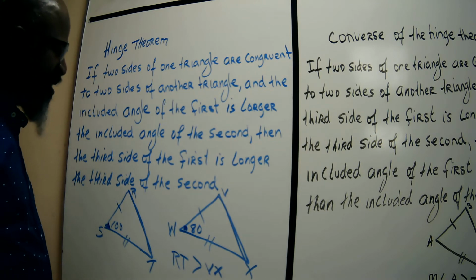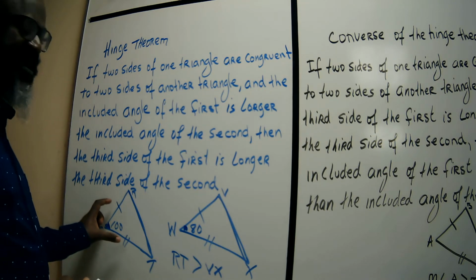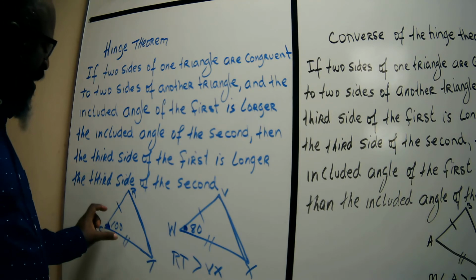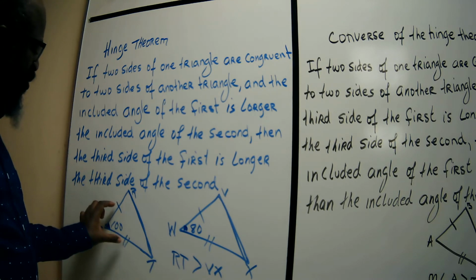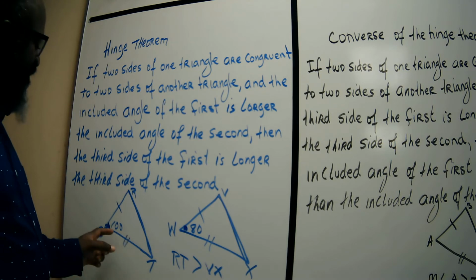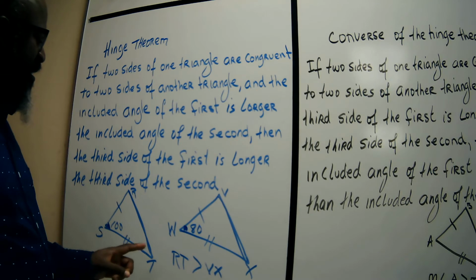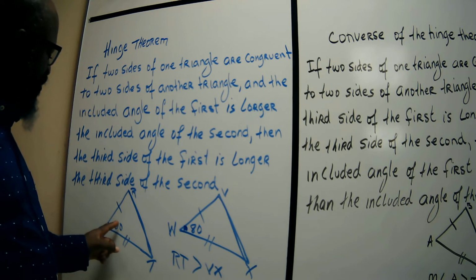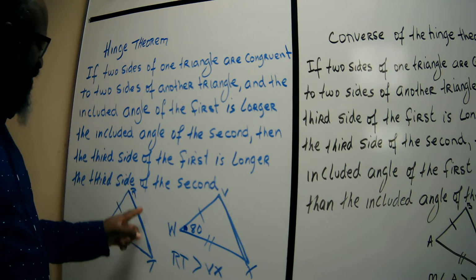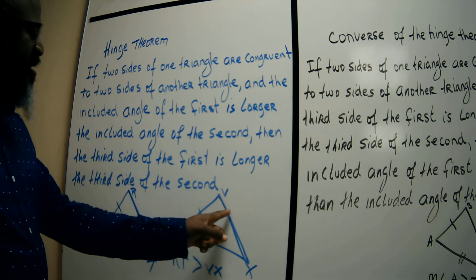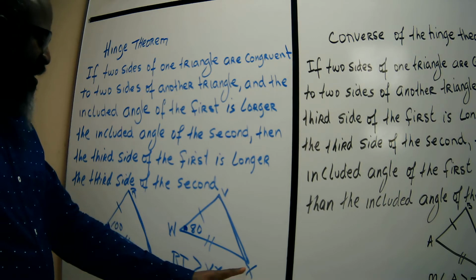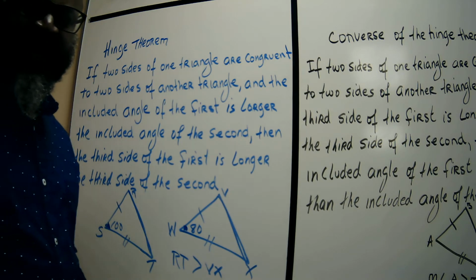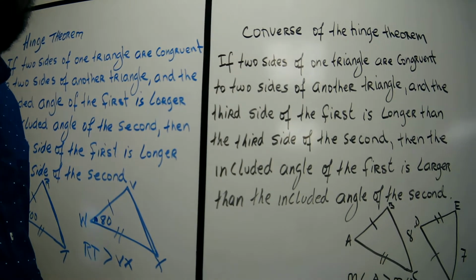So if you have two triangles, and two sides in one triangle are congruent to two sides in another triangle, then look at the included angle located between the two sides. If that angle is greater than the included angle in the second triangle, then the side opposite to it will be longer than VX. That's all the theorem is trying to clarify to you.